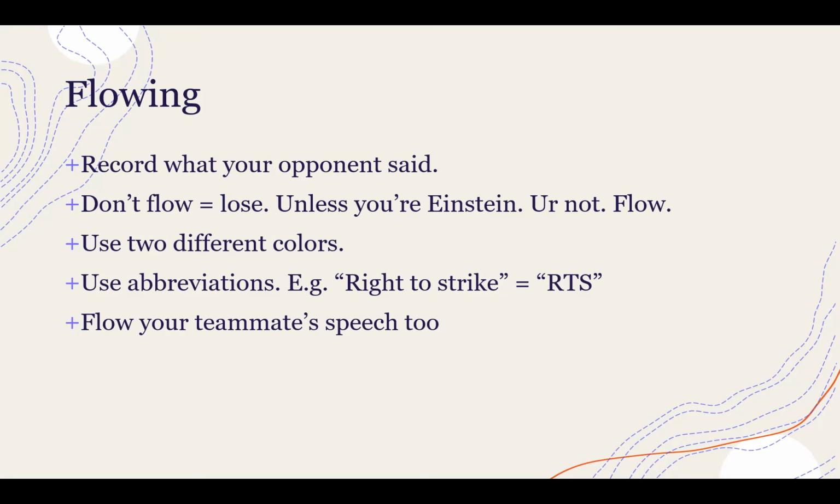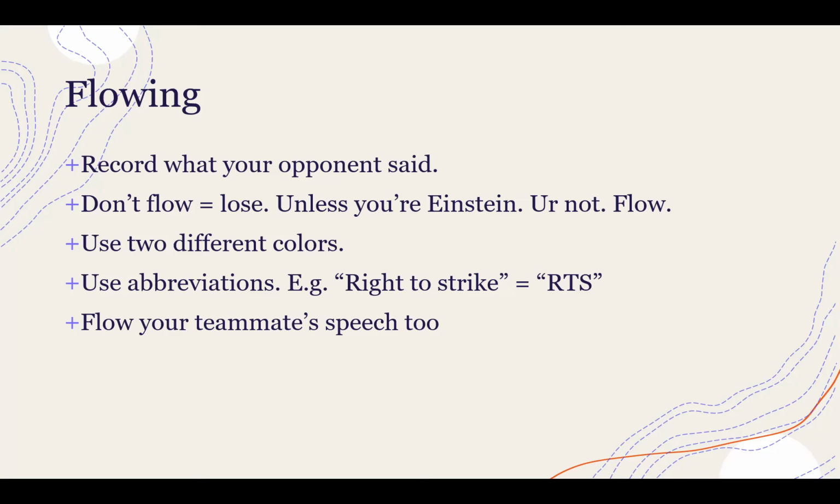A tip that I have for you in terms of flowing is using two different colors. So use a red and a black, for example, or a red and a blue. If it's one of your own arguments, you write it down in blue. If it's your opponent's argument, write it down with the red pen. So you know what's your argument, you know what's your opponent's argument, and you know what to attack in rebuttal.